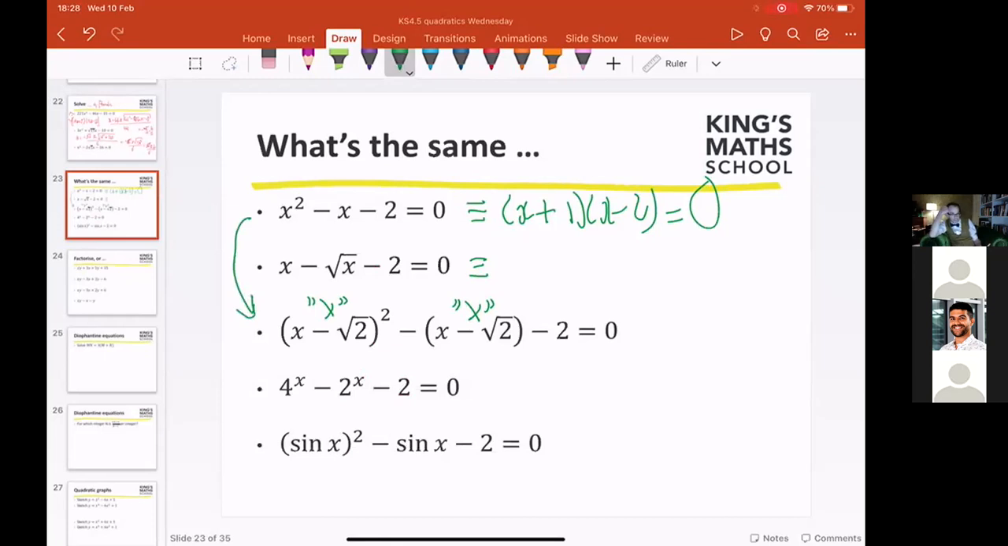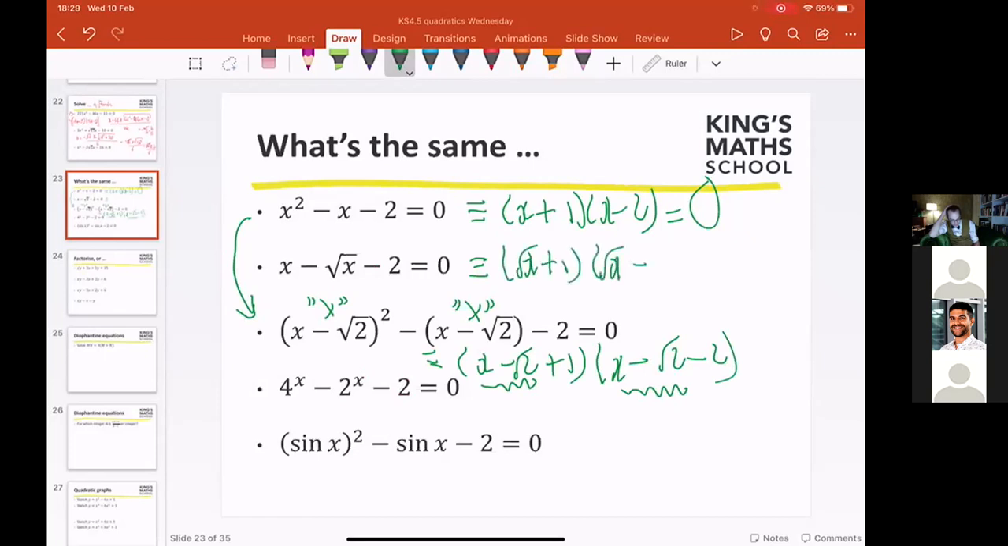It's comment in the chat, they've all got the same factorization. No, exactly, they've all got the same structure of factorization. It's just they've got different x's. So the third one, the x is actually x take away root 2. So the factorization is x take away root 2 plus 1, x take away root 2, take away 2, because the x in the third one is actually x take away root 2. And then here, the x here is actually root x. So this is going to be root x plus 1, root x take away 2.